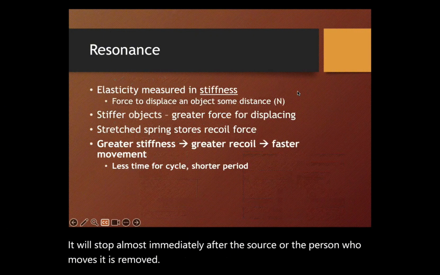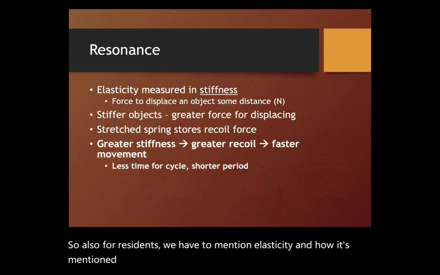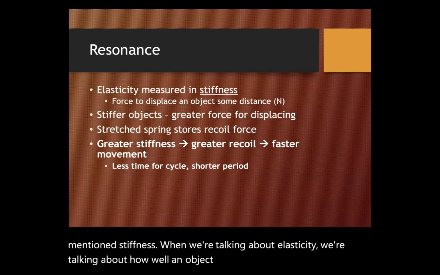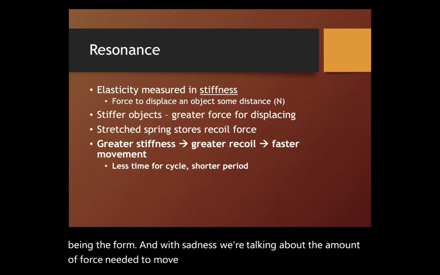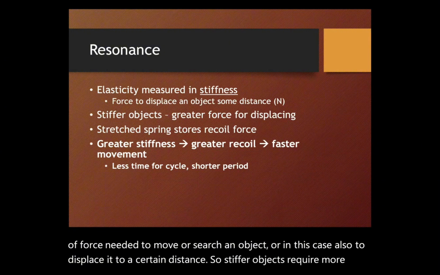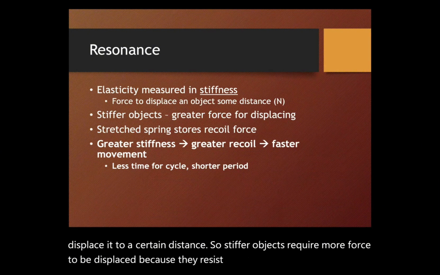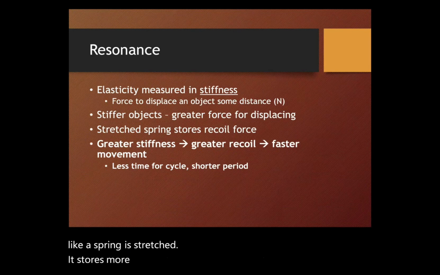So also for resonance, we have to mention elasticity and how it's measured, stiffness. When we're talking about elasticity, we're talking about how well an object returns to its original shape after being deformed. And with stiffness, we're talking about the amount of force needed to move or stretch an object, or in this case, also to displace it to a certain distance. So stiffer objects require more force to be displaced because they resist motion. And when a stiff object like a spring is stretched, it stores more recoil force, causing it to snap back faster once the force is released.